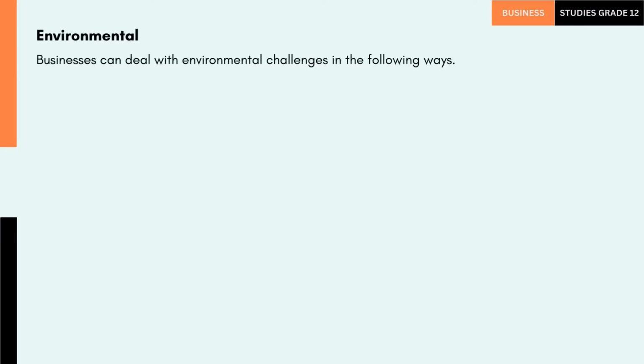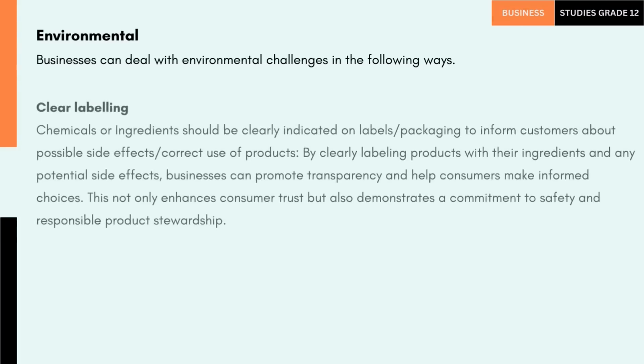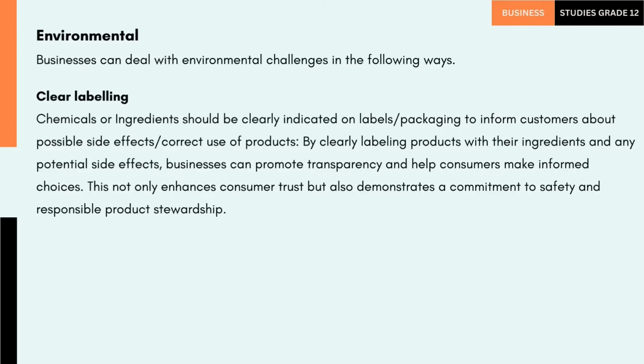2. Environmental. Businesses can deal with environmental challenges in the following ways. A. Clear labeling. Chemicals or ingredients should be clearly indicated on labels and packaging to inform customers about possible side effects and correct use of products. By clearly labeling products with their ingredients and any potential side effects, businesses can promote transparency and help consumers make informed choices. This not only enhances consumer trust, but also demonstrates a commitment to safety and responsible product stewardship.